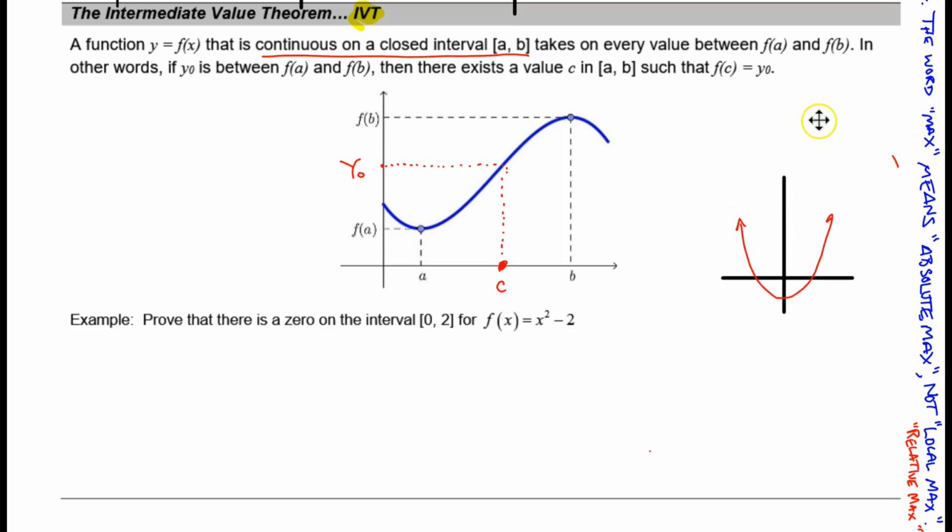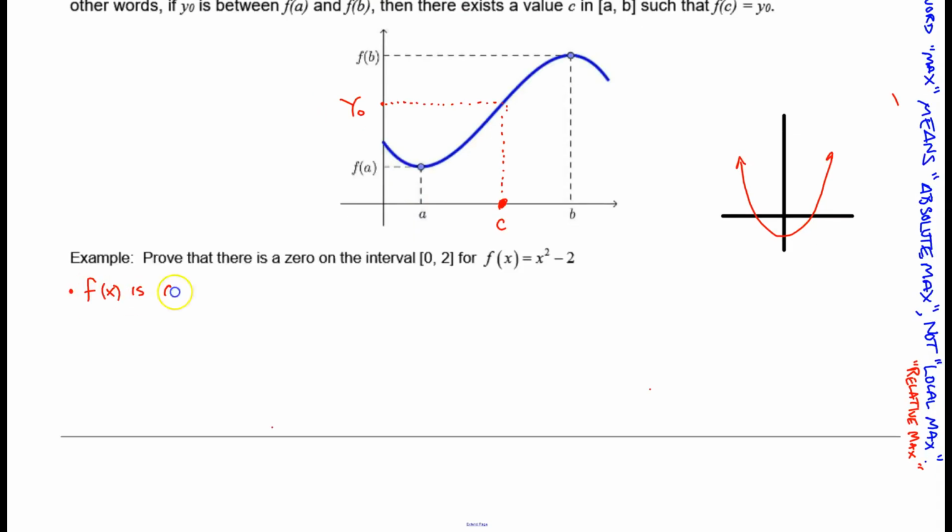So that's what the parabola would look like, and we're going to prove that there's a 0 on the interval from 0 to 2. So we're going to prove that this 0, this x-intercept, is somewhere on the interval from 0 to 2. Here's what that proof might look like. In a previous lesson, we talked about how all polynomials are continuous on the real number line. So if we take just a small piece of that number line, the closed interval from 0 to 2, the polynomial will also be continuous on that interval.